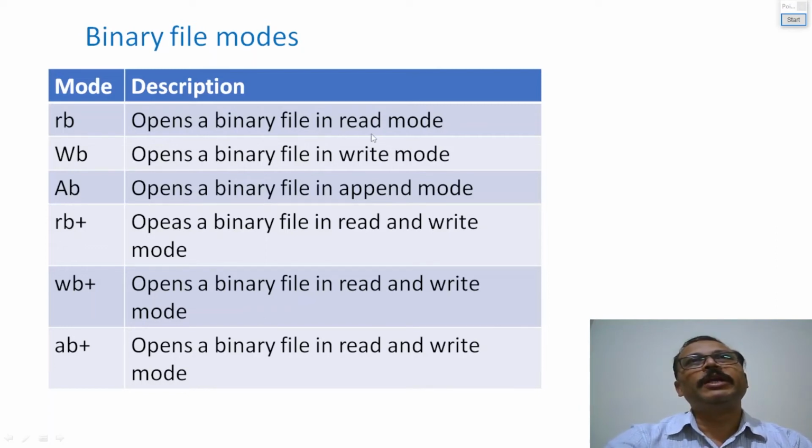So it opens a binary file in read mode. In this case, write mode, append mode, and then for reading and writing. So the same rules apply. In the case of this one, if the file already exists, it is overwritten. So be careful. Similar logic only, but these are in the case of binary files, and you can see the only difference is b, indicating it is binary.